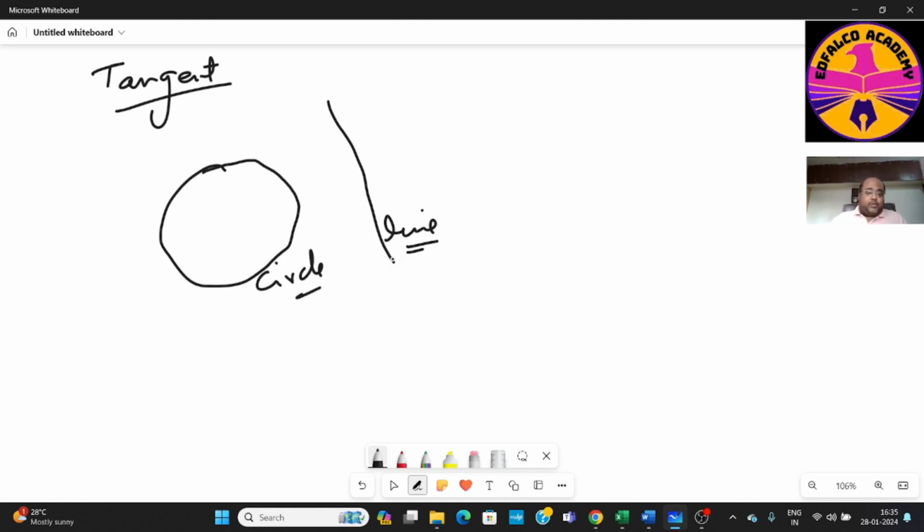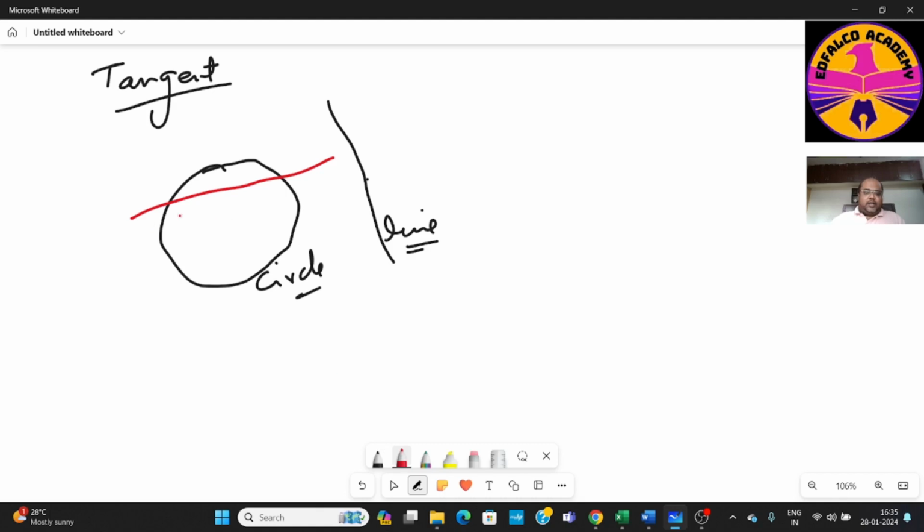This line itself is not a tangent, of course, but a line will be called a tangent. So now there are three possibilities if you look at it. This line can be either completely out of the circle, or it might be a line like this, which is actually cutting the circle itself. But none of these two are actually the tangents.